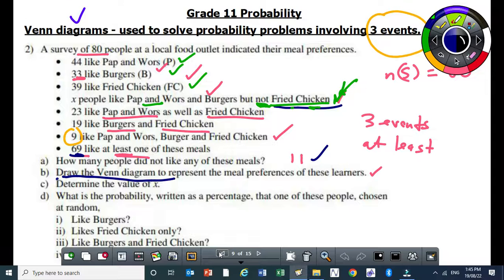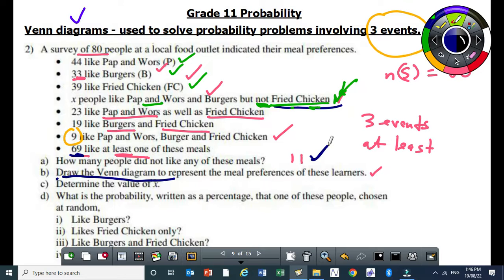Like any of the three meals. And the answer we got was 11. Okay? Can I have your attention? The answer was 11 because out of the 80 people, 69 like to eat at least one of the three meals. If you find the difference between 69 and 80, you get 11. Now those 11 didn't like any of the three meals.